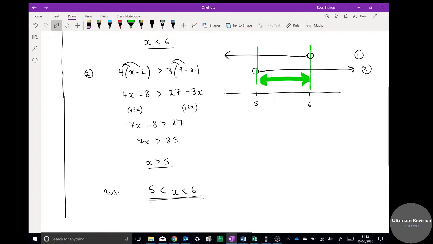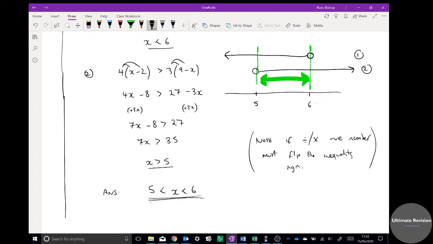Okay. Now just a note here, if you divide or multiply by a negative number, you may remember this from GCSE, you must flip the inequality.